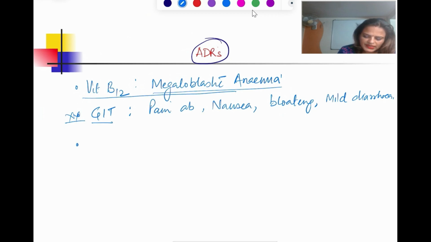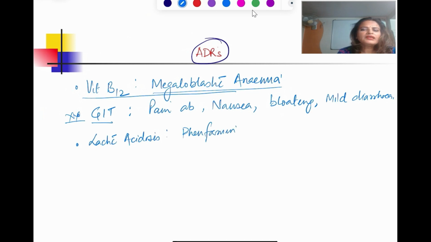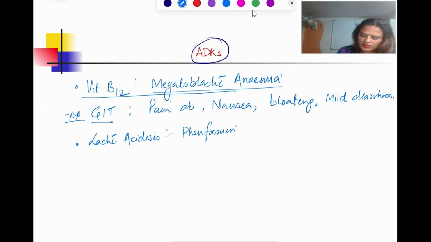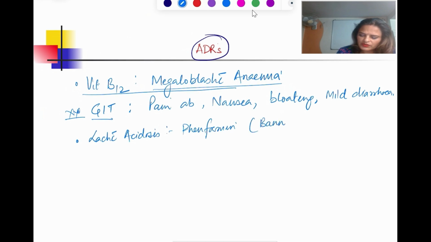What are the other important side effects? That is lactic acidosis. Lactic acidosis is very common with phenformin and not very common with metformin. Because of this, phenformin was banned. But with metformin, only in certain situations can it lead to lactic acidosis. When can lactic acidosis happen with metformin? In certain situations. What are those?